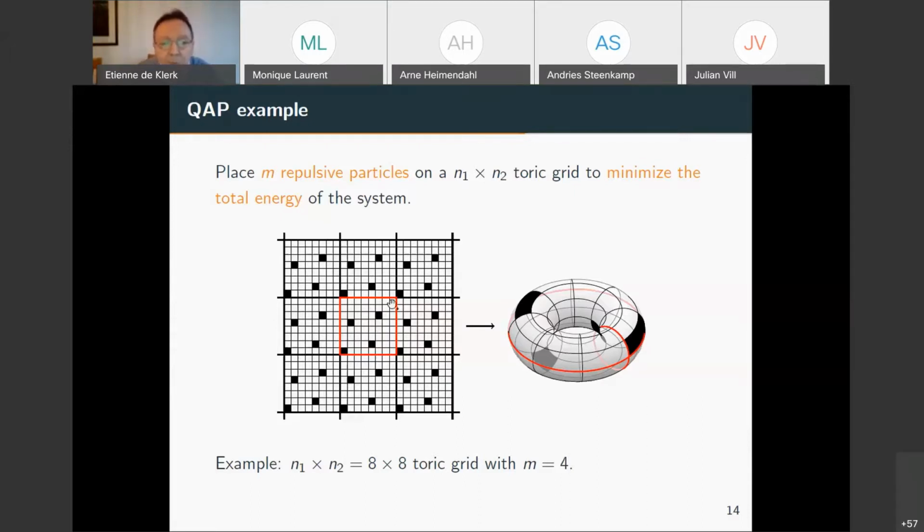So basically, we want to place a certain number of repulsive particles, we call it M, on an n by n toric grid in general to minimize the total energy of the system.